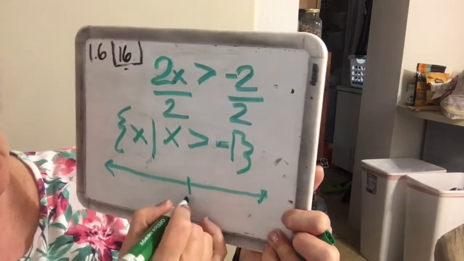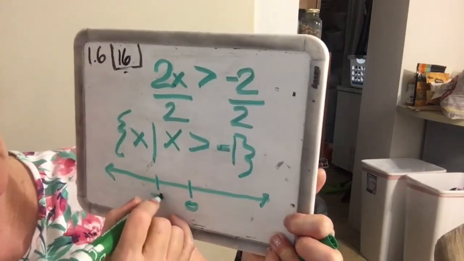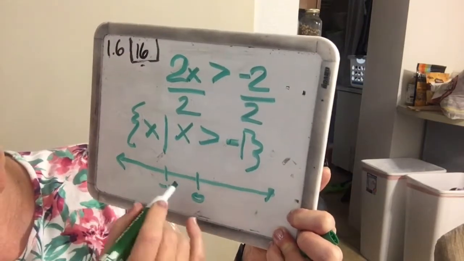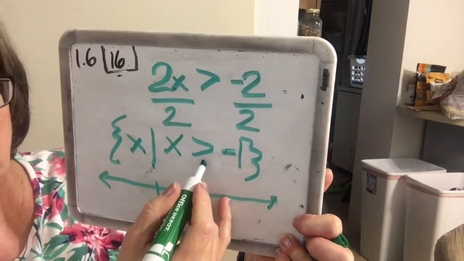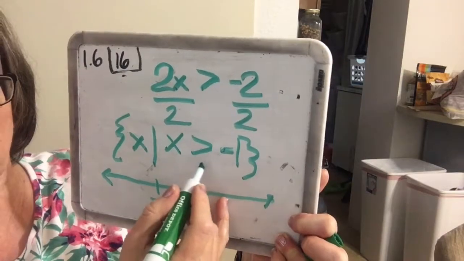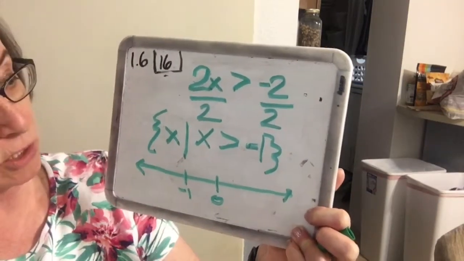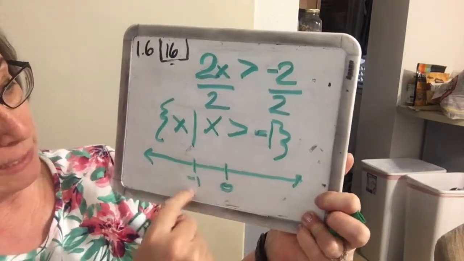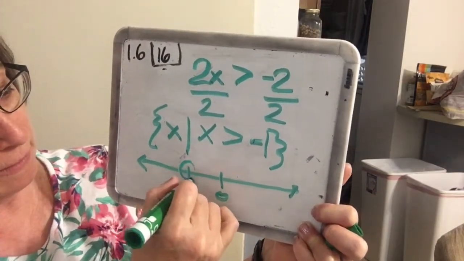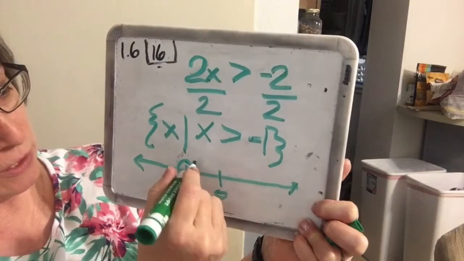here is my 0, here is my negative 1, and I'm going to open circle because I don't have an equal to there. So that means the negative 1 is a boundary. It's not part of the solution set. So we're going to put our negative 1 open circle. We're going to go off to the right.